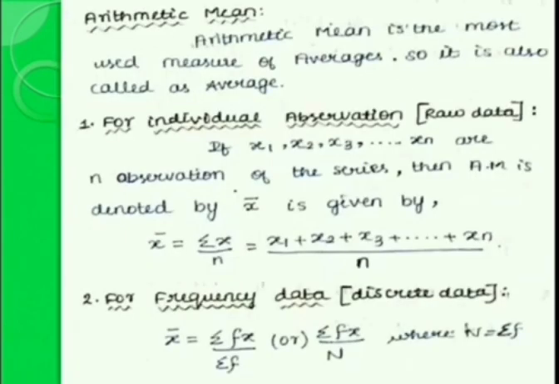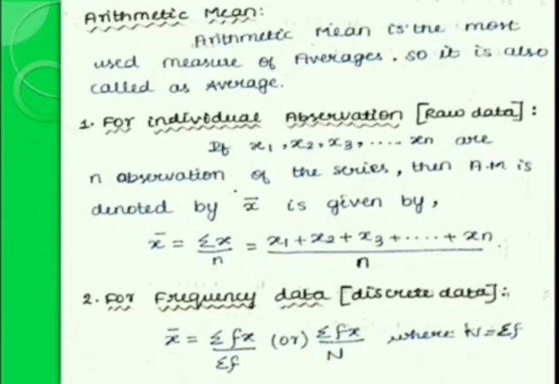Arithmetic mean is the most used measure of averages, so it is also called average. We know what is average and how to calculate average. In this, arithmetic mean has 3 types of data. Number 1 is raw data, then discrete data, and the last one is continuous data. In raw data, we have individual observations.